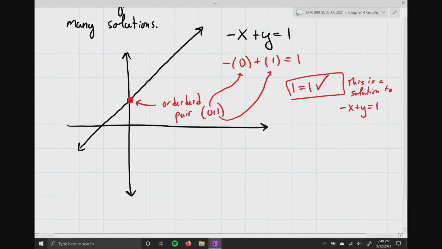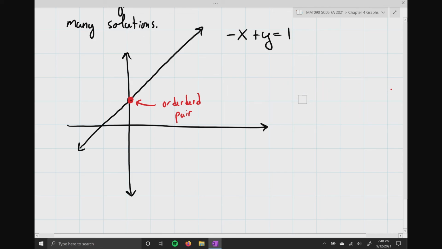So note that the point 0, 1 is a solution to the linear equation in two variables, negative x plus y equals 1. Well, it just so happens, okay, and I'm going to erase some stuff here. It just so happens that if you pick any point on this line, let's say this point right here, which is going to be the point. Let me just catch up.